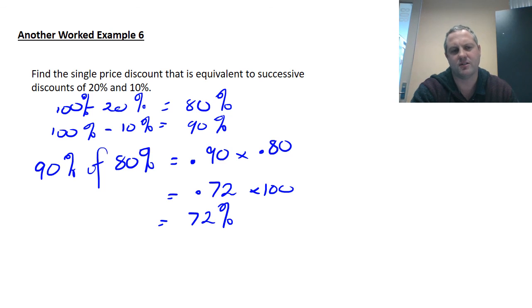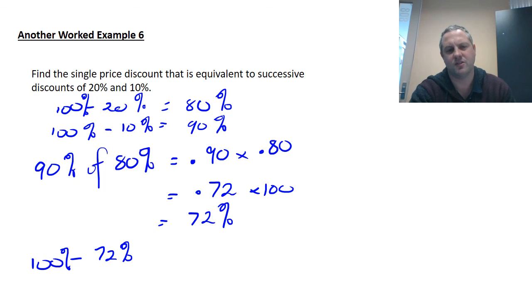Now we need to take that 72% from our 100% to work out our discount. So 100% minus 72% is equal to 28%, and that is what our successive discount is going to be.